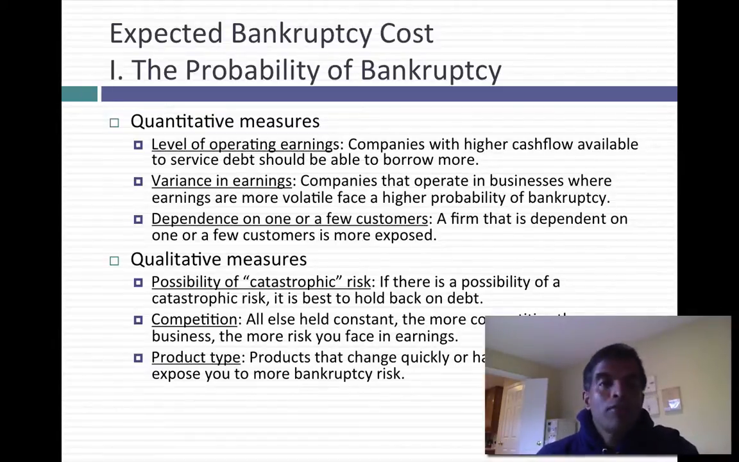One is you can look at how much in earnings and cash flows this company has to service debt. Obviously, the more cash flows you throw off as a company, the more you can afford to borrow. But you're also going to follow up to see how variable those earnings are. The more variable the earnings are of a company, the less it should borrow, because the more variable earnings are, the more you have to worry about what if something goes wrong. So the higher the level of earnings, the more you should borrow. The higher the variance in those earnings, the less you should borrow.